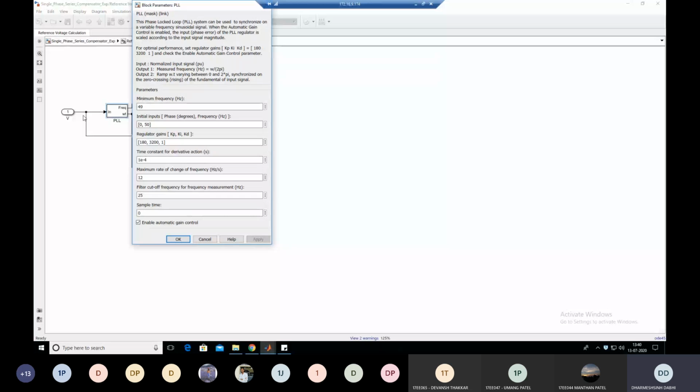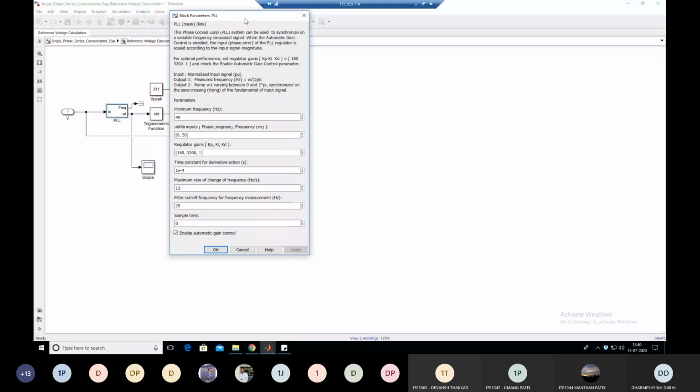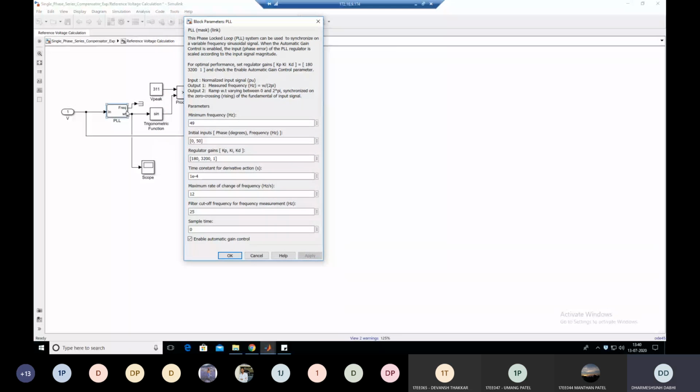So what is the input of this PLL block? That is nothing but normalized input signals. So here we have V. This is the normalized input signal in per unit. So what is the output of this PLL block? Output 1 is nothing but the frequency, in Hertz. Output 2 is nothing but omega t, or 2 pi, which is in synchronization with the zero crossing of the fundamental input signal. So this omega t angle is synchronized with this V voltage. Clear?